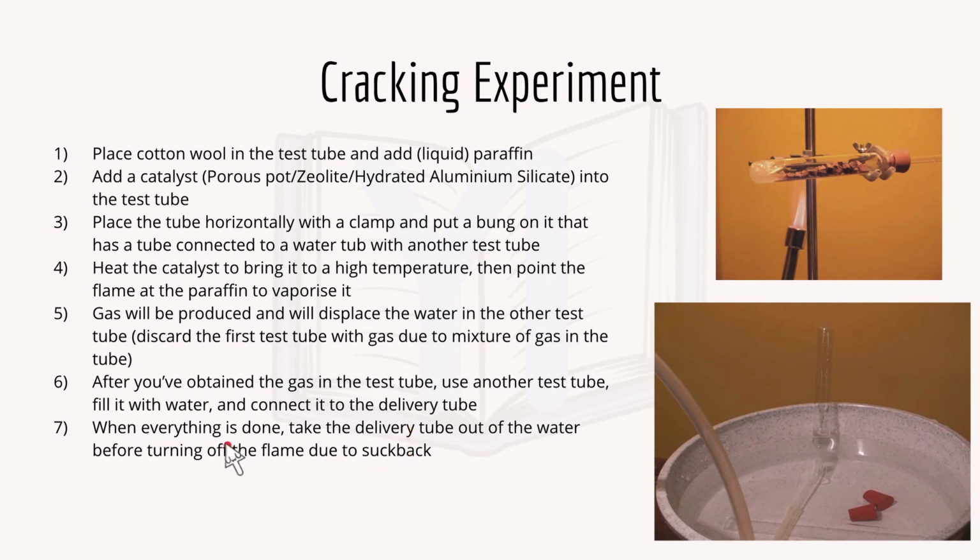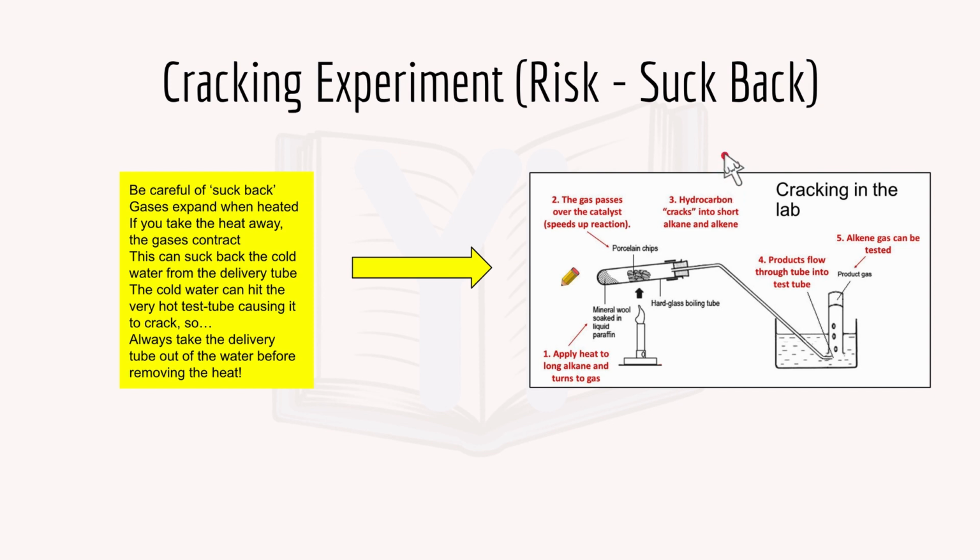You have to, when everything is done, take the delivery tube out of the water first before turning off the flame due to this condition called suck back. So be careful of suck back because gases expand when they heat, and when you take the heat away, the gas contracts. So you have to take it out first, or else the gas will contract due to a cooler temperature. And if you just take the flame off, this will become a low pressure zone, and here becomes a high pressure. So the water from this part will suck into this test tube over here and might explode this.